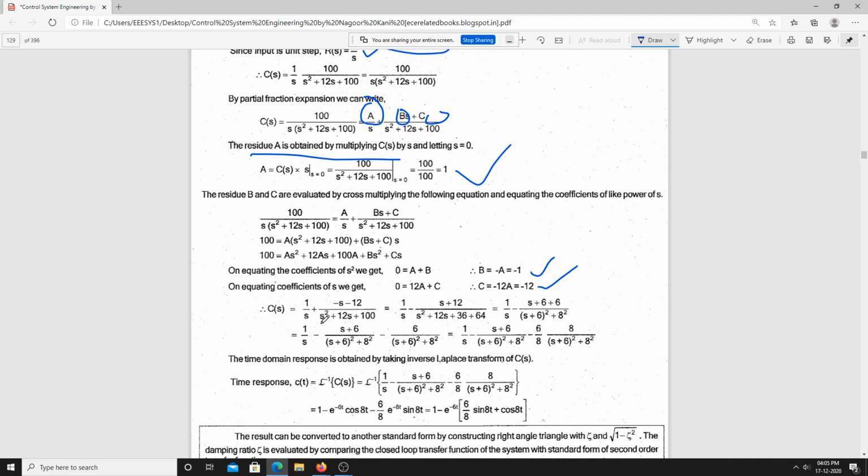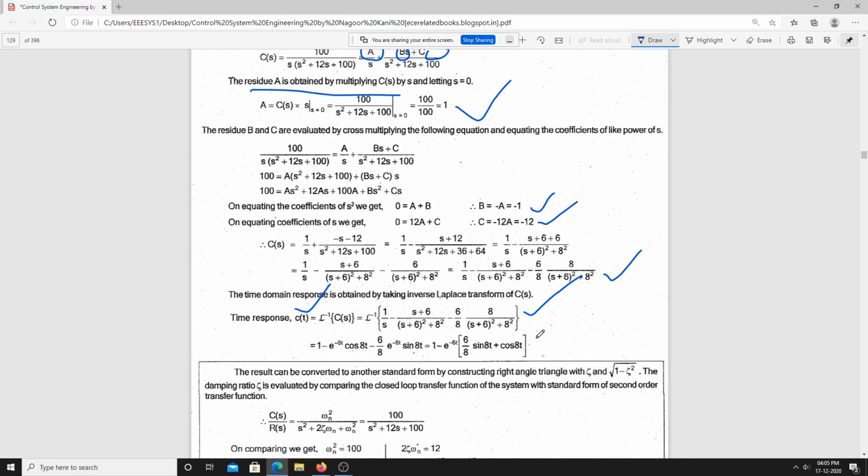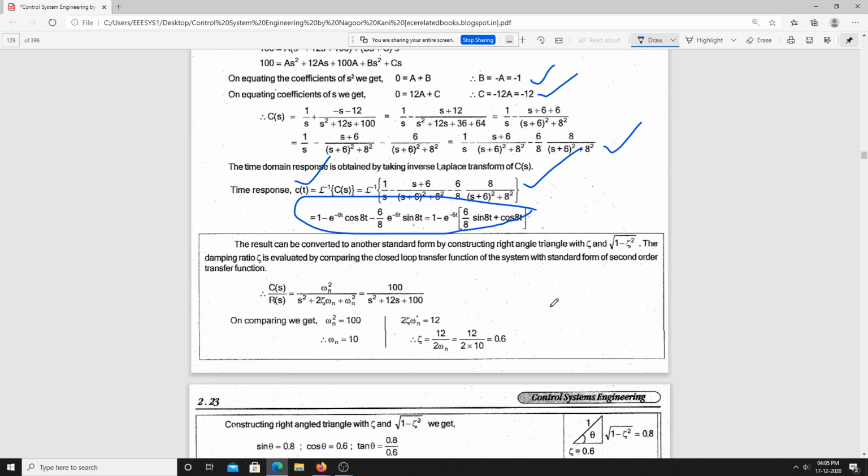Finally the response, C of S equals what? This is the response. By doing the simple mathematical analysis, this is the equation we have. Now I am applying the inverse Laplace transform to find the time response, that is C of t. So C of t is nothing but the inverse Laplace transform of C of S. Finally this is the response we have. Is it clear everyone? Any doubts, you can ask me regarding this.